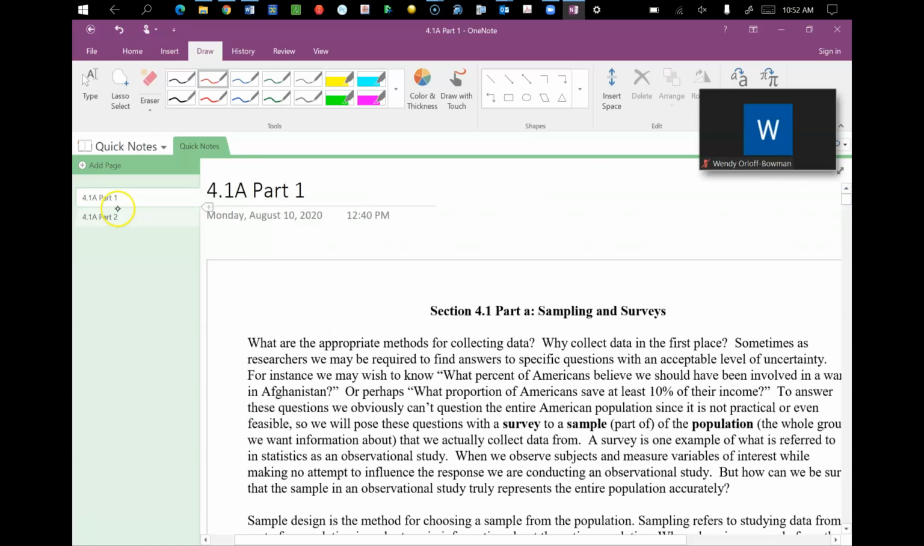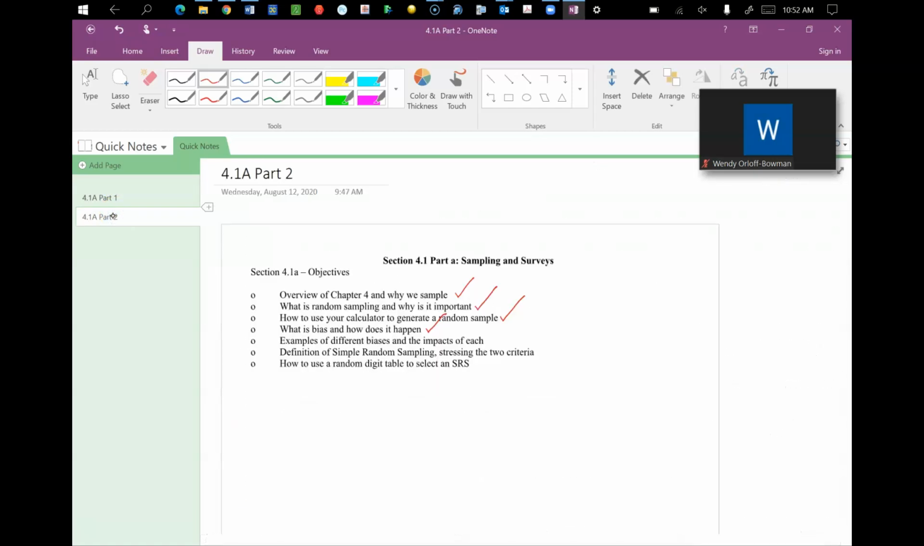Let's go back up here to the top and address our objectives and make sure we've talked about all of them. Examples of different types of biases and the impacts on each. Again, focus on being able to describe and explain how that bias is having an impact on the sample data, not focusing too much on the vocabulary.